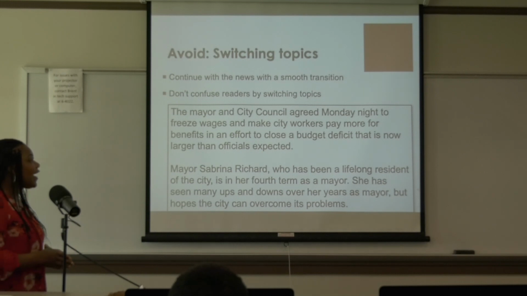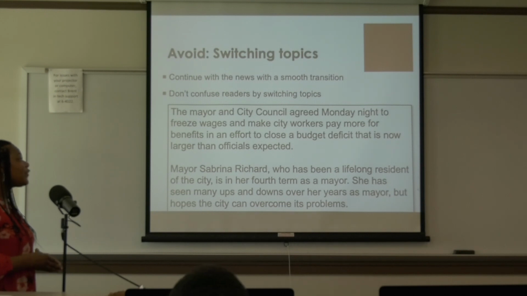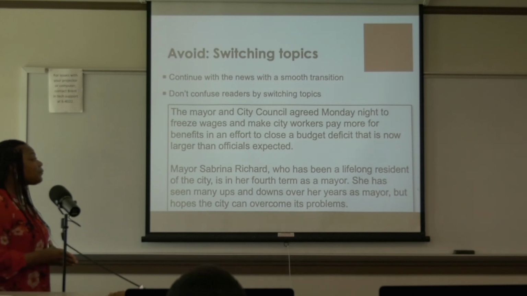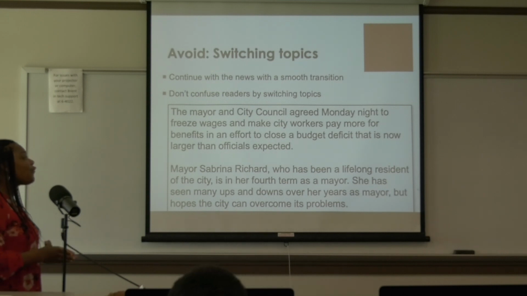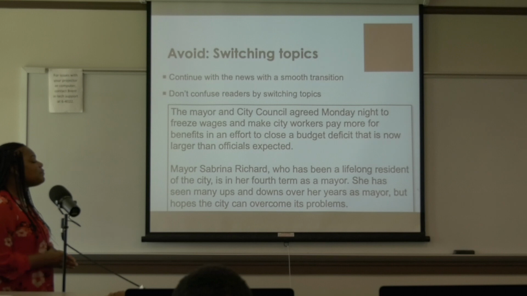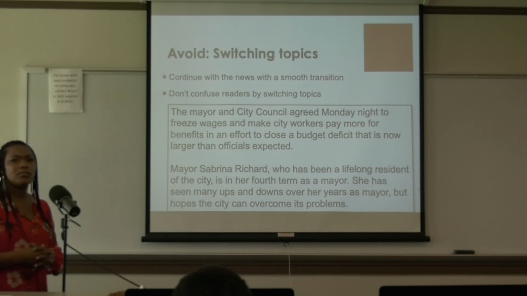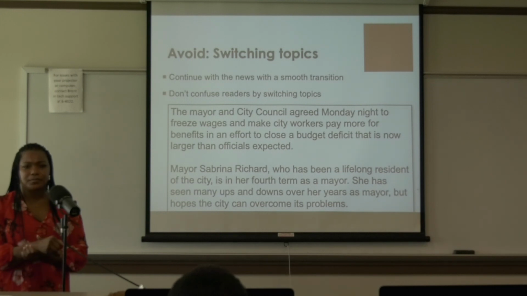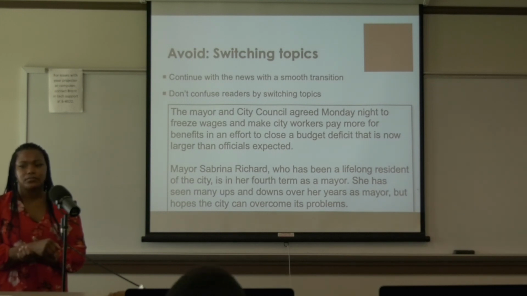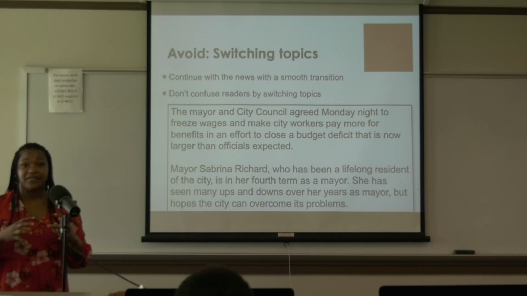The mayor and city council agreed Monday night to freeze wages and make city workers pay more for benefits in an effort to close a budget deficit that is now larger than officials expected. Mayor Sabrina Richard, who has been a lifelong resident of the city, is in her fourth term as mayor. She has seen many ups and downs over her years as mayor, but hopes the city can overcome its problem. What is the first paragraph talking about? How they're going to close this budget deficit. What is the second paragraph talking about?